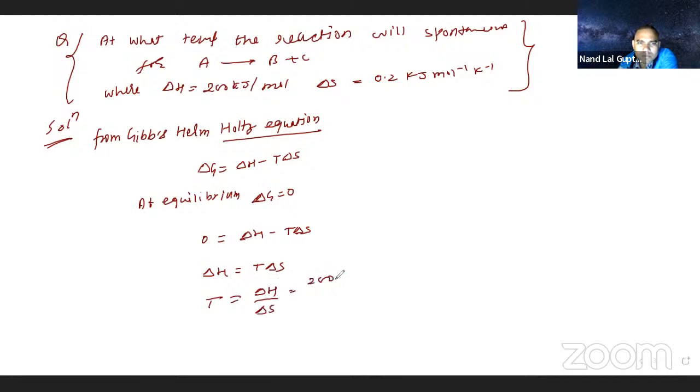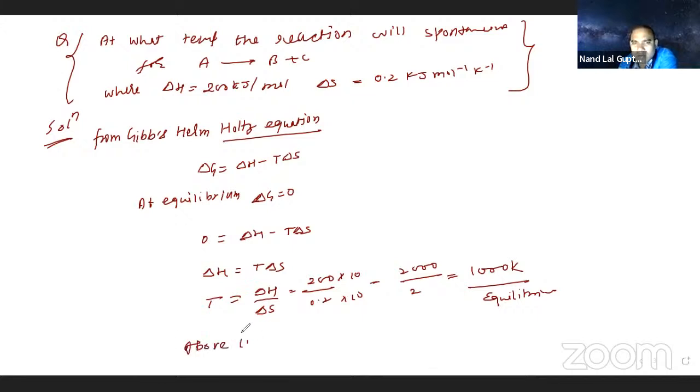Del H value they have given is 200, and here they have given 0.2. If you multiply by 10, it will be 2000 divided by 2. It will be 1000. At 1000 it is equilibrium. Spontaneity increases on increasing the temperature. So above 1000 Kelvin, the reaction will be spontaneous. Can you understand this one? Yes.